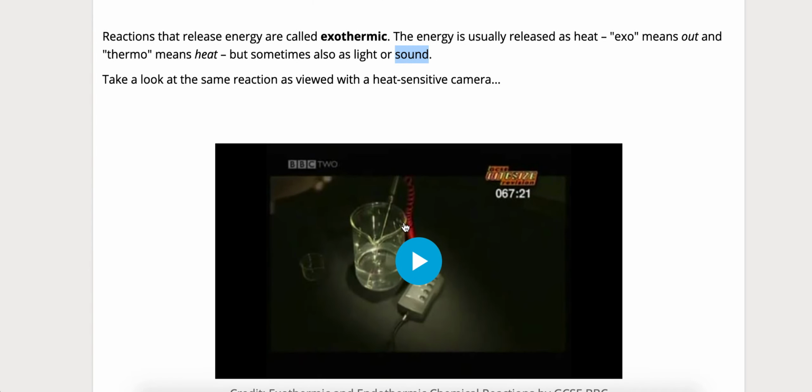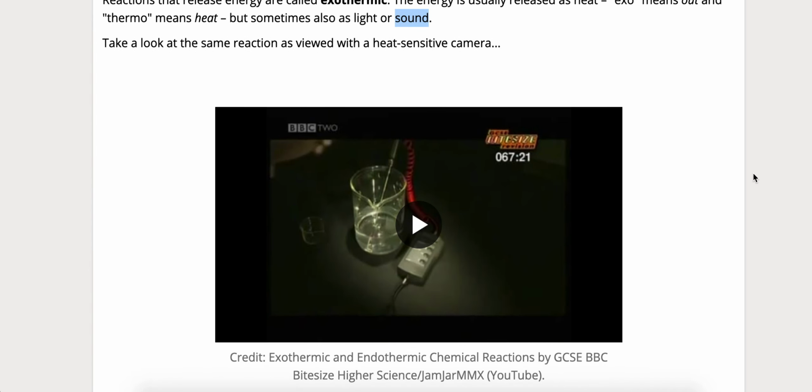Now, down below here, there is a quick video that shows how heat is viewed in a heat-sensitive camera. I won't play this video in this recording, but if you pause it and go into your activities and play it, you can see that when an exothermic reaction takes place and a heat-sensitive camera is pointed towards it, you can see the heat being released, and this camera picking up that heat signature.